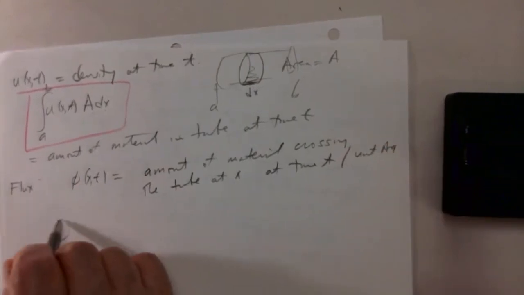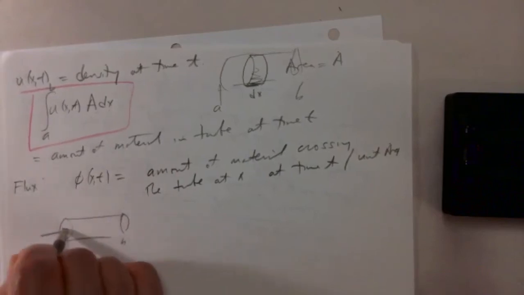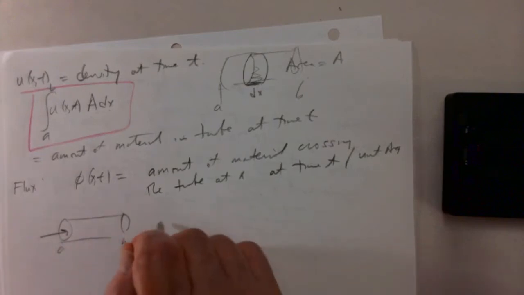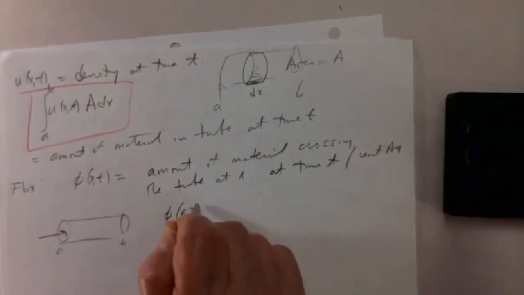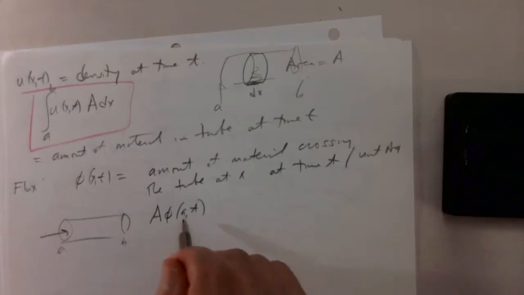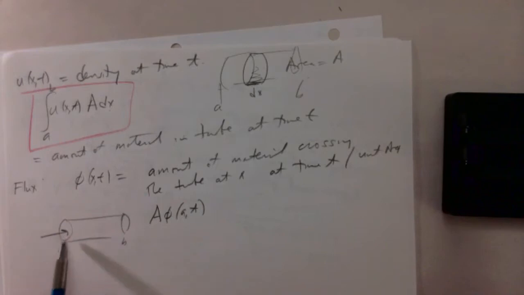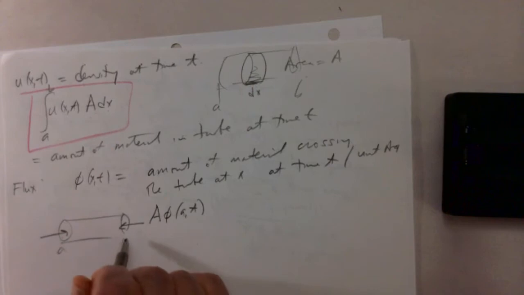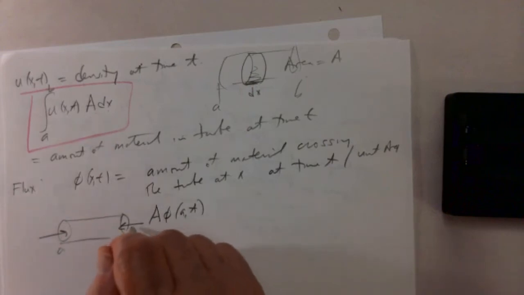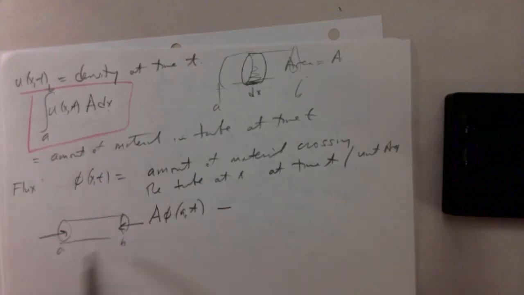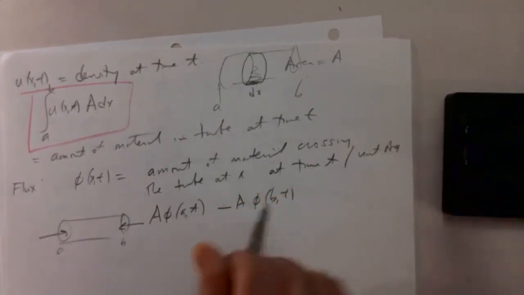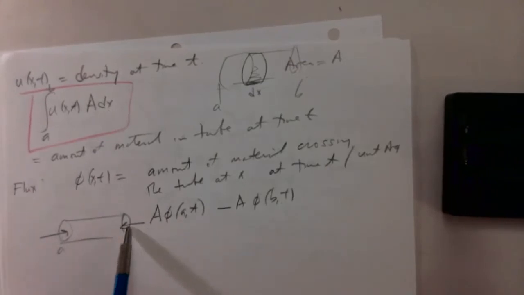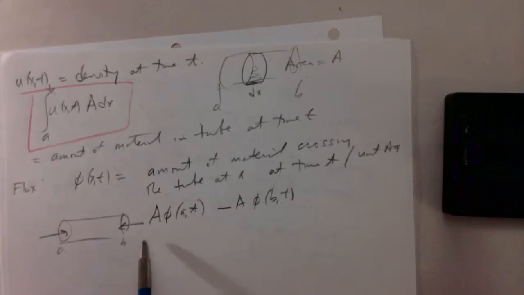So for example, if here we have this tube from A to B, the amount going into the tube at A at a given time is going to be phi of A, t times the area. So this is the amount of material going in at A. It could be positive or negative. What's the amount of material going in at the other end of the tube? Because this is our positive direction, it's going to be minus A phi of B, t. Phi of B, t is the amount going out at position B, which means minus that is the amount going in. If it's negative, it means stuff is leaving. So the flux through this piece of tube is given by this.